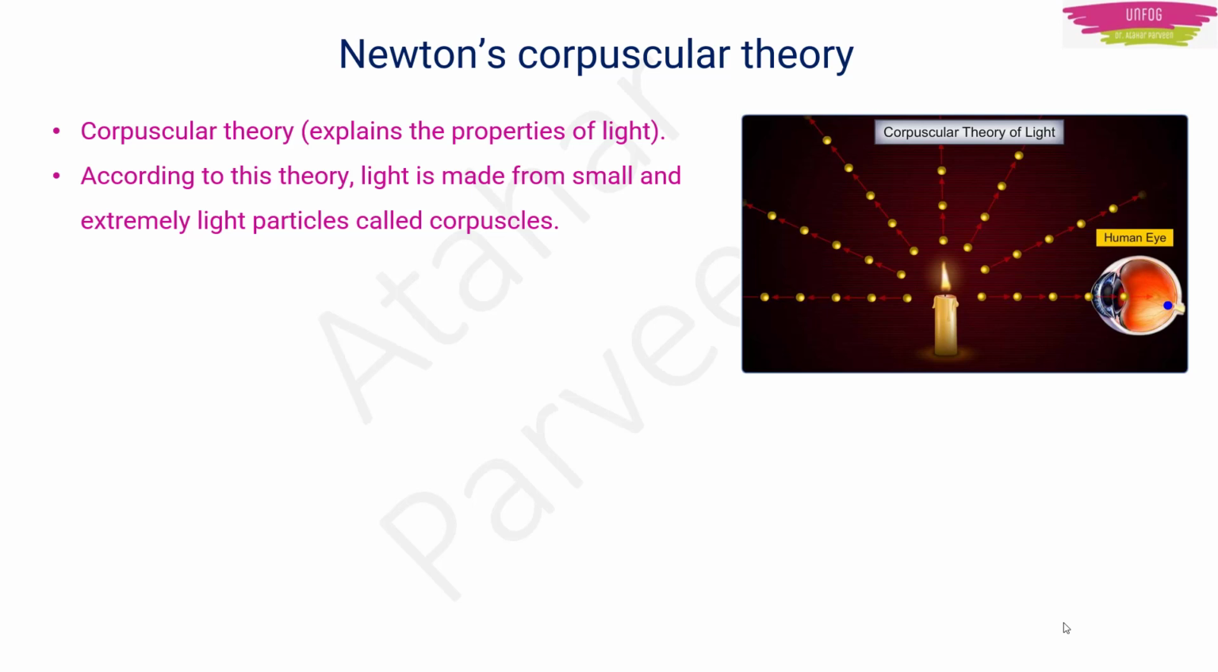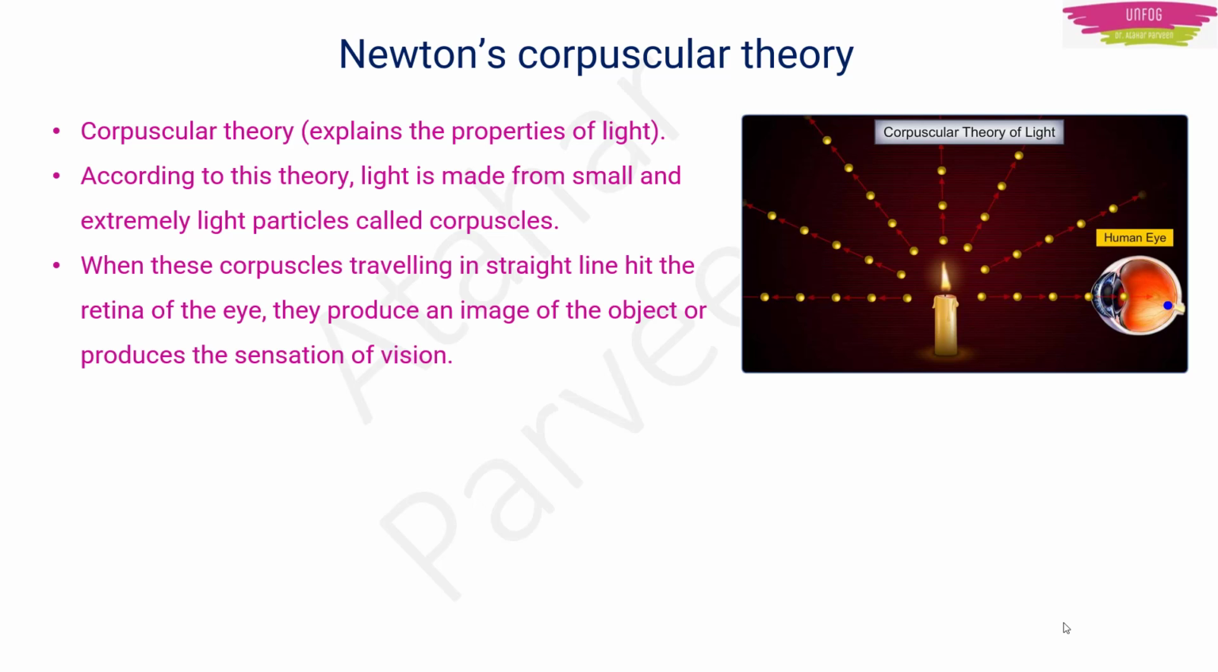I have put a diagram here. You can see how light is spread according to Newton. It is spread as particles. When these particles travel in a straight line and they hit the retina of our eye, then they produce an image of the object which we are seeing. This image of the object can be seen by us because that light which is falling on our retina will produce the sensation of vision. This is what Newton told. Basically, this is the summary of Newton's corpuscular theory.